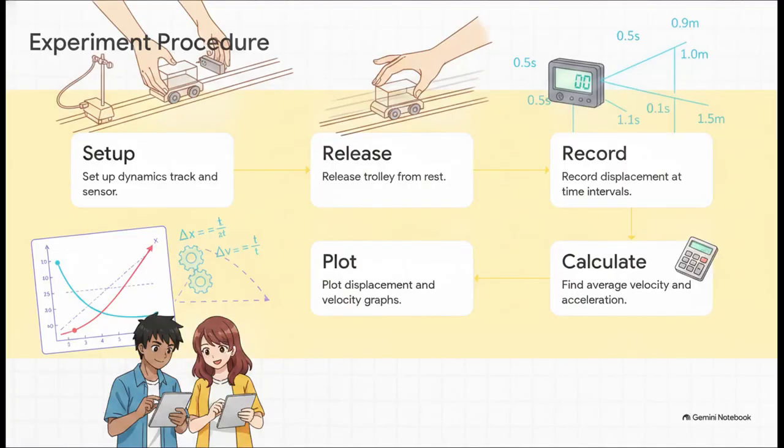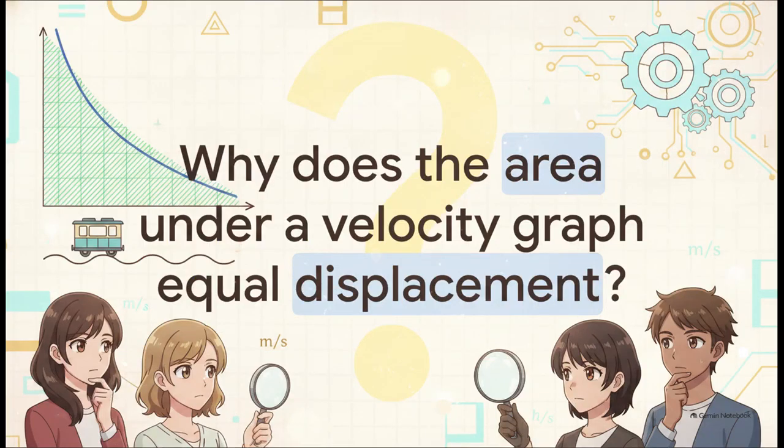By simply releasing the trolley from rest and recording its displacement over specific time intervals using a sensor, you generate a real data set. From that data, you can calculate the average velocity and acceleration yourself, and most importantly, you can then plot your own displacement time and velocity time graphs, comparing your real-world experimental values right back to the theoretical predictions we've been talking about today. It is always so rewarding to see the math perfectly mirror reality in those experiments.